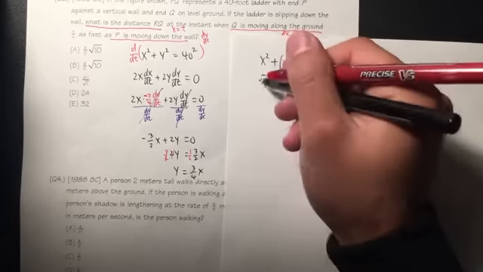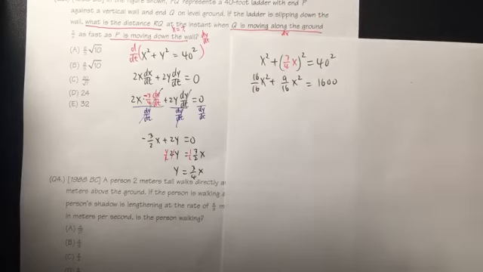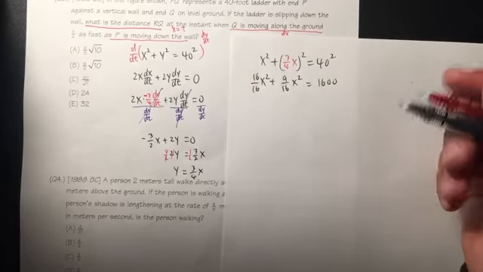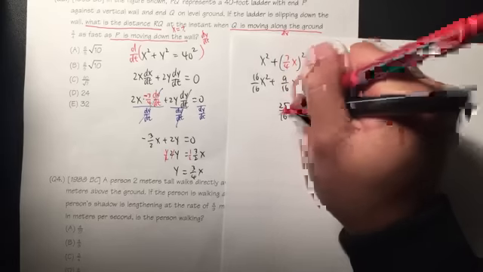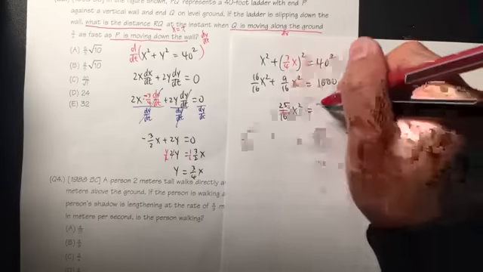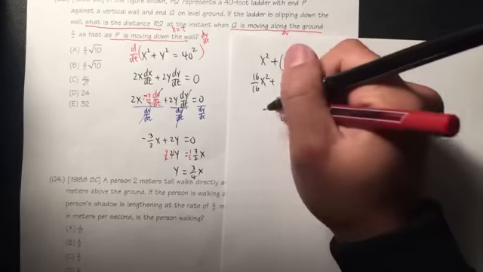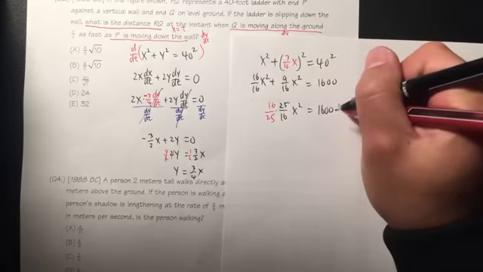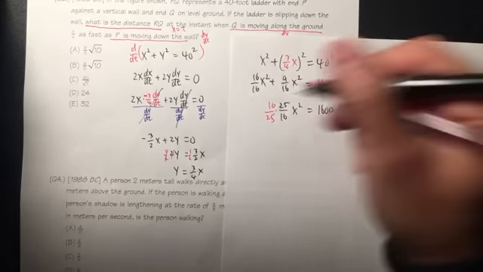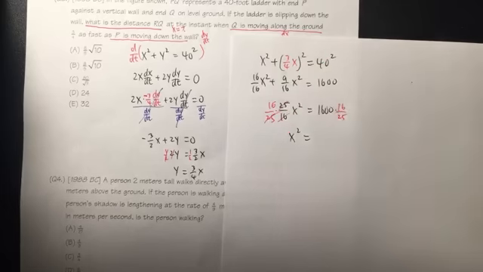And this is like 16 over 16, right? Because you get a common denominator. And then you can just add 16 and 9, that's 25 over 16. x squared is equal to 1600, right? And now let's multiply by 16 over 25 on both sides, so that this cancels. We'll have x squared is equal to that.